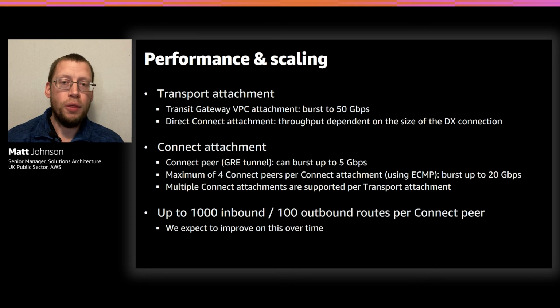And if we need to go beyond that, we can have multiple connect attachments, and each of those connect attachments are supported. Multiple connect attachments are supported per transport attachment. So you could see you have maybe 2 connect attachments over a VPC attachment. You can get up to 40 gigabits per second using that configuration. We also support 1,000 inbound route announcements and 100 outbound route announcements per connect peer, and we expect to iterate and improve on this over time.